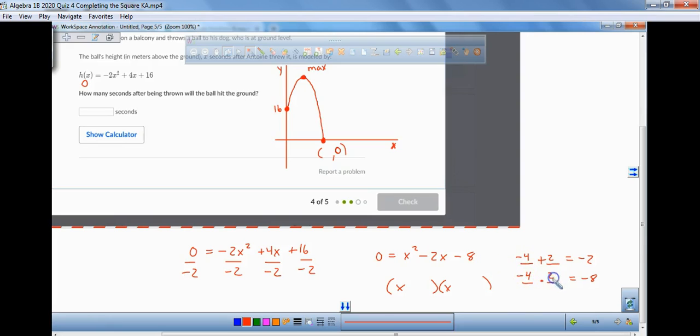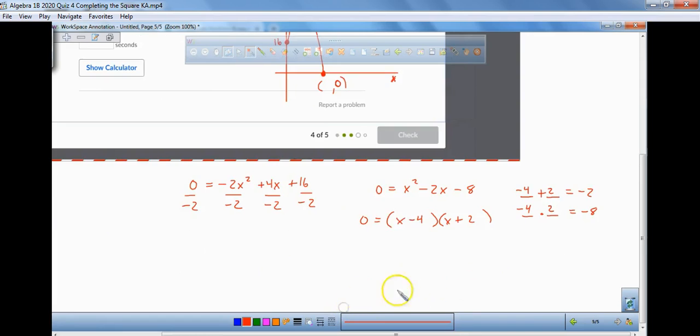Looks like I found them. Negative 4 plus 2 is negative 2, and negative 4 times 2 is negative 8. Those work, so the factors are x minus 4 and x plus 2. Well, what are the zeros? What number minus 4 is 0? And what number plus 2 is 0? Well, 4 minus 4 is 0, and negative 2 plus 2 is 0. So those are my solutions. But I'm only going to use the 4 because that's the most reasonable answer. After 4 seconds, it's going to hit the ground.